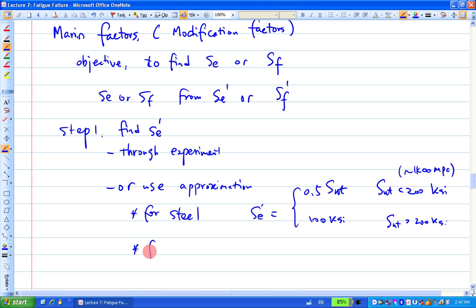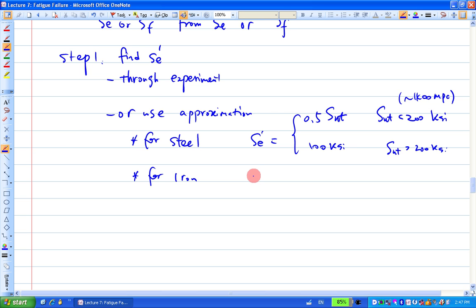And there are some other formulas, for example, for iron. There are also some formulas for aluminum, but I will just list this one here. So SE prime is 0.4 SUT, and that's when SUT is less than 60 KSI. If it's greater than that, you use 24 KSI here. So that's the approximation approach.